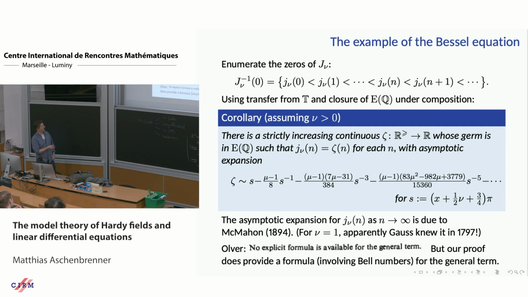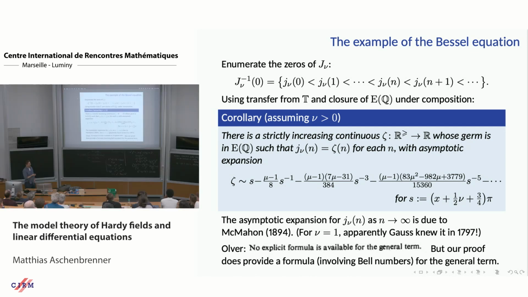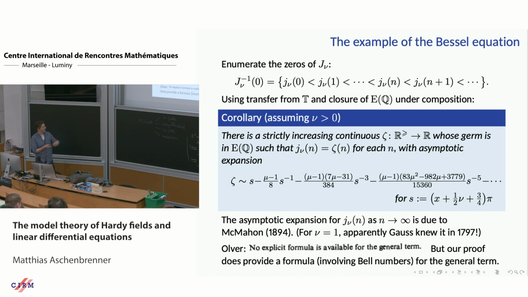And there's also an odd statement in Olver. He gives this expansion, and he says no explicit formula is available for the general term. But in our proof, because we do everything explicitly in T, you can compute a formula for the general term. He does it differently, so he can only compute the nth term successively, by some substitution. But in our approach, this just falls out, so there's an explicit formula.